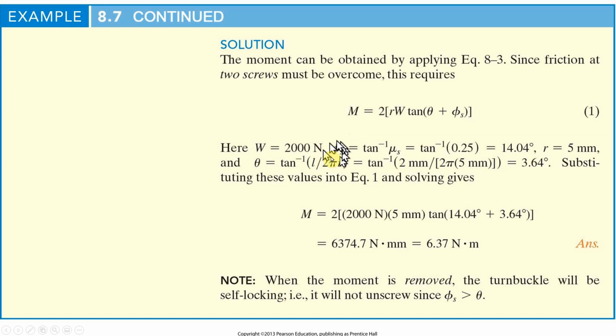Phi, the angle of friction, is the inverse tangent of mu s, which is given by this. R equals 5 millimeters. L was what? 2 millimeters. There we go. Theta is 3.64 degrees. Plug and chug, ladies and gentlemen. The friction angle is bigger, 14 degrees, bigger than 3.64, so it will not unscrew by itself.